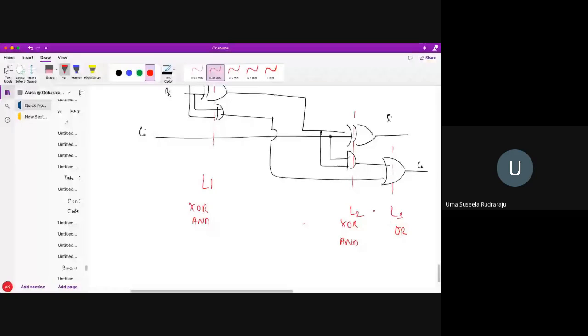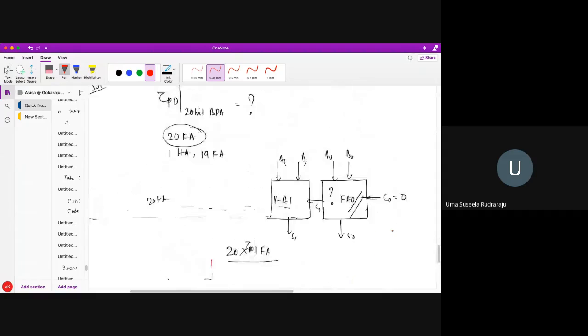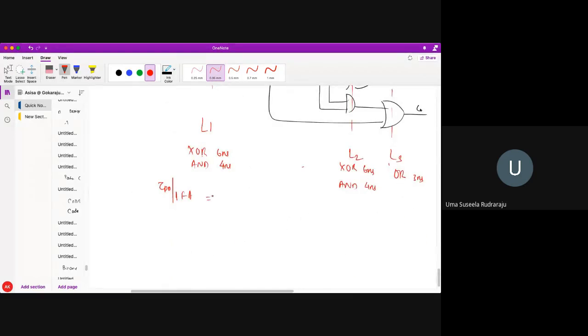Now tell me, what would be the propagation delay of one full adder, tau PD? You have to find out. XOR gate is 6 nanoseconds, AND gate is 4 nanoseconds, OR gate is 3 nanoseconds, as given. Am I correct, students? Yes, correct. So what is the propagation delay of level 1 of the full adder? You have to choose the maximum, which is 6 nanoseconds, plus the maximum of level 2, 6 nanoseconds, plus the maximum of level 3, 3 nanoseconds. So you have got 15 nanoseconds as the propagation delay of one full adder.